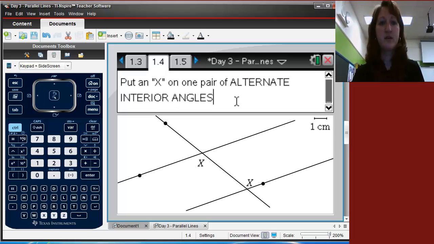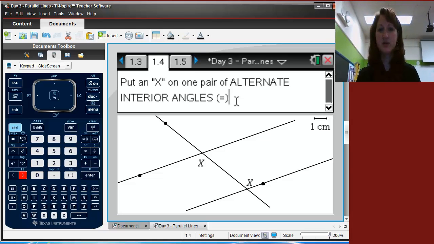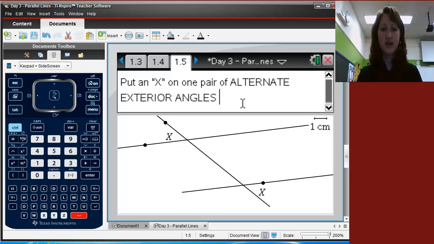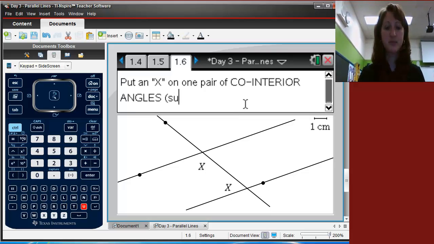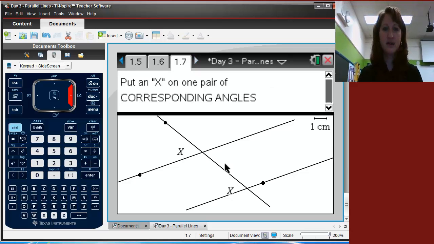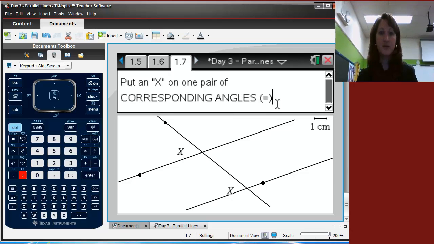So last thing I want to do here, for alternate interior angles, let's just give ourselves a little note that those are always going to be equal. Alternate exterior angles are always going to be equal. Co-interior angles are supplementary. And corresponding angles are always going to be equal.